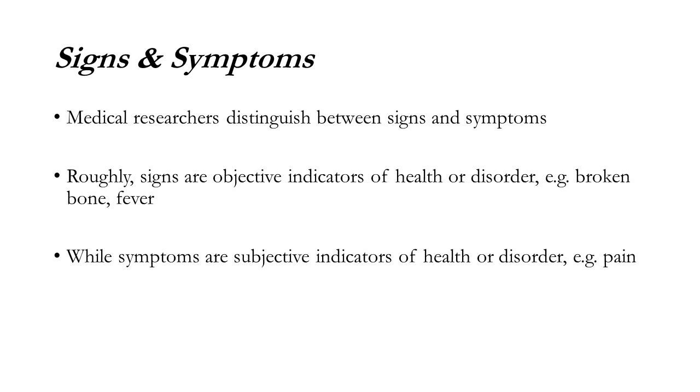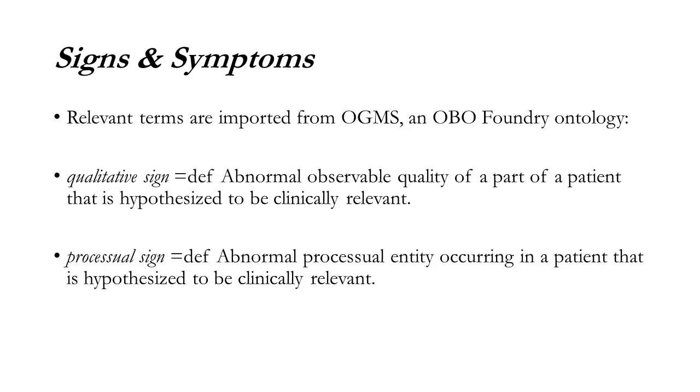And there's a difference here that's worth noting. Medical researchers do distinguish between signs and symptoms. Roughly, signs are objective indicators of health or disorder, like a broken bone or fever. And symptoms are subjective indicators, like pain, right? This is not something that your healthcare provider can give you a test for, like a thermometer, and check, right? It doesn't know how much pain you're in. This is more subjective. And that's, roughly speaking, the distinction that OGMS follows and the one we follow as well.